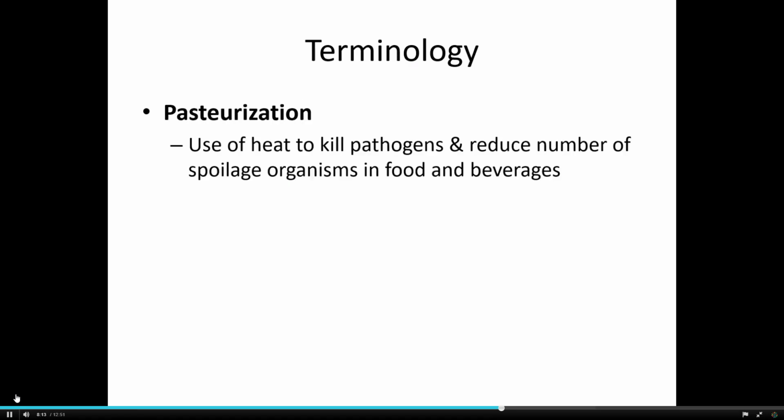The last vocabulary word here is pasteurization. That is, of course, named after Louis Pasteur, the father of microbiology. And we will be discussing methods of pasteurization in the physical methods of control section.